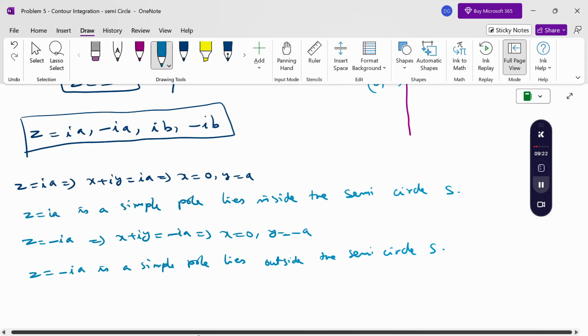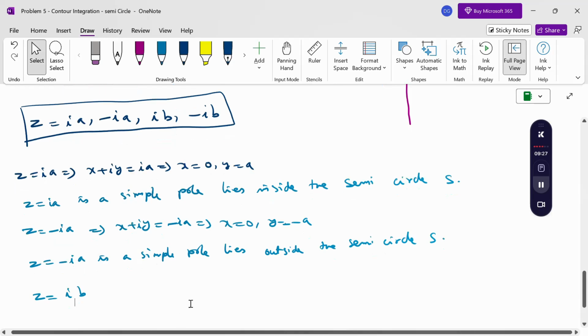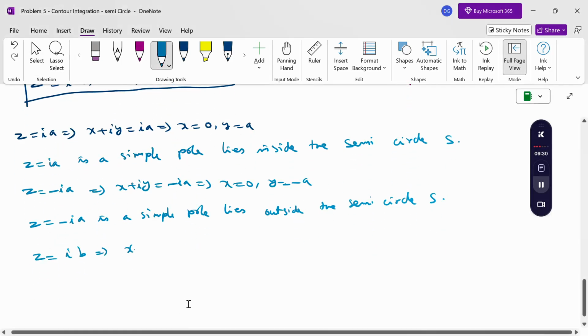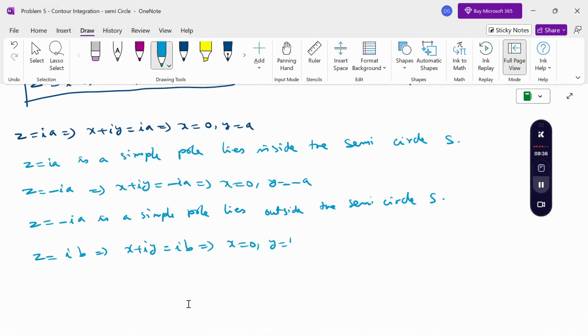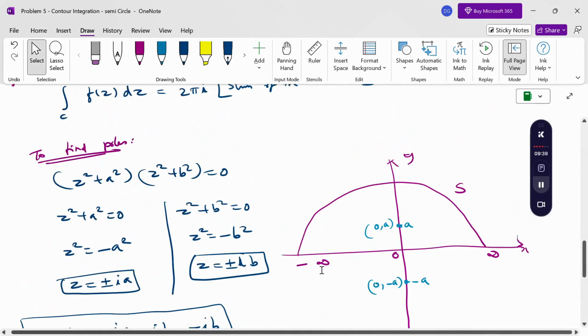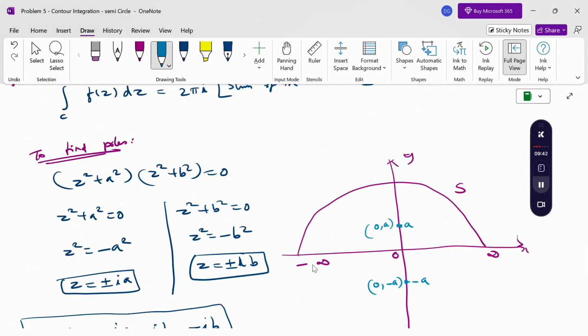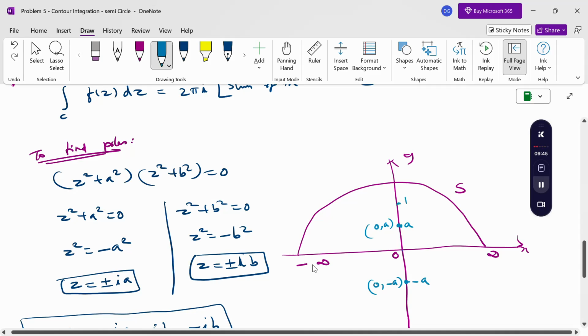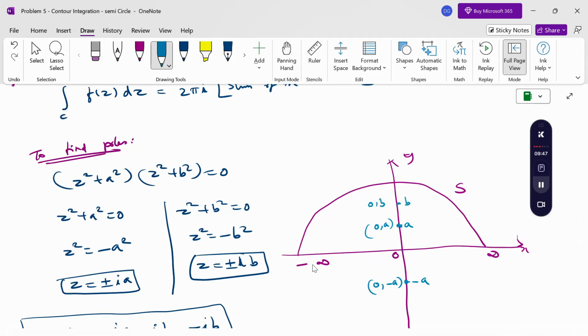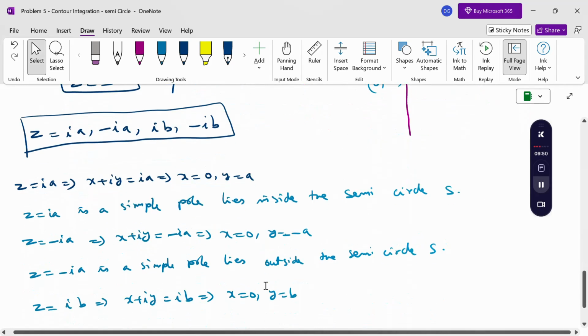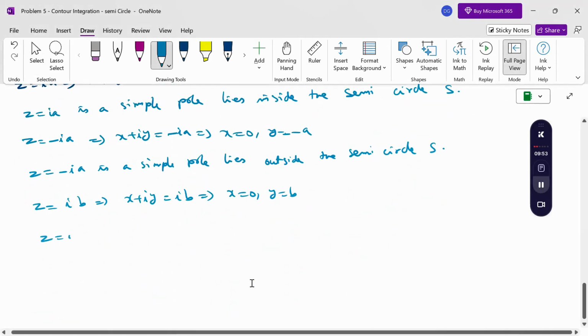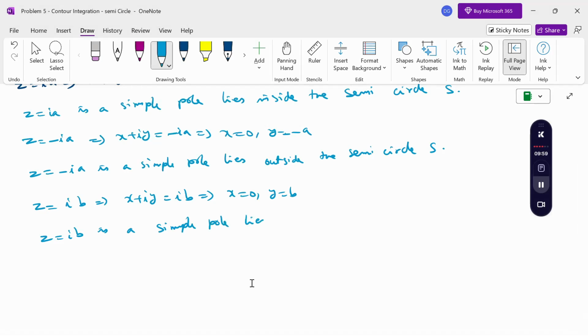And then z equal to ib. So z equal to ib means x plus iy equal to ib. From this equation x is 0, y is b. So to check this point, 0 comma b. Now z equal to ib is a simple pole and lies inside the semicircle.